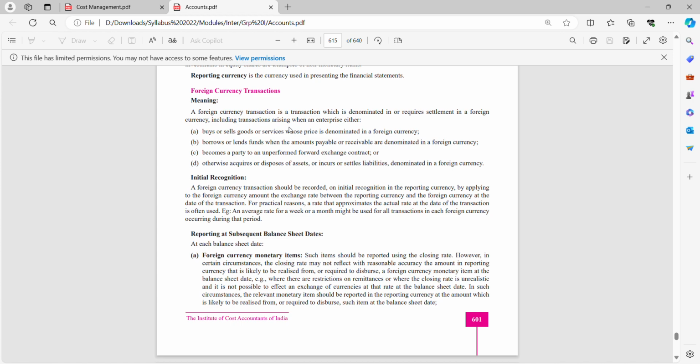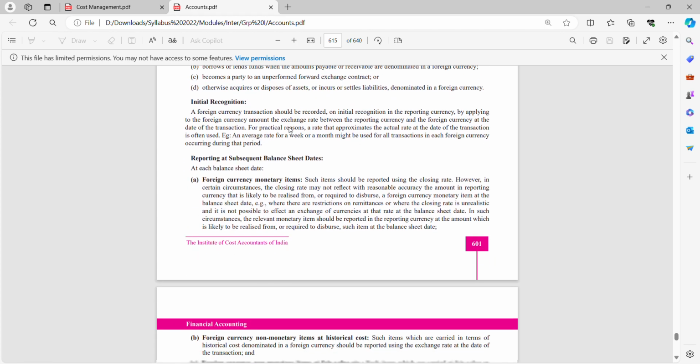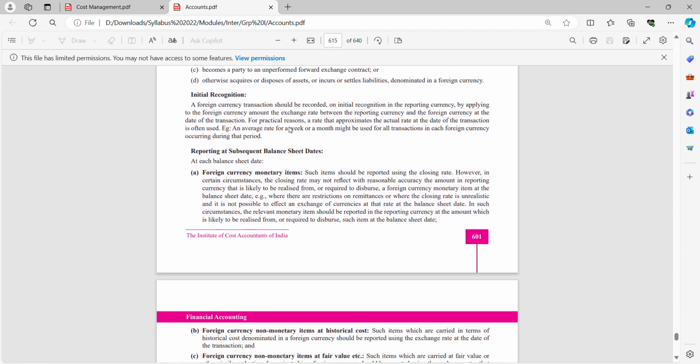A foreign currency transaction should be recorded on initial recognition in the reporting currency by applying to the foreign currency amount the exchange rate between the reporting currency and the foreign currency. So I want to record in my book: purchase of water bottle from US for $12. $12 at my exchange rate into the Indian rupee, so that I can present it. That is what they are saying here. A quick read, I'll take a pause, then I'll go to reporting at subsequent balance sheet date.